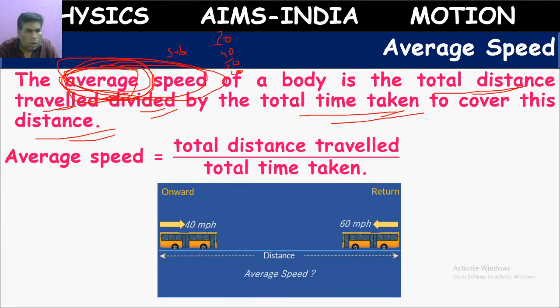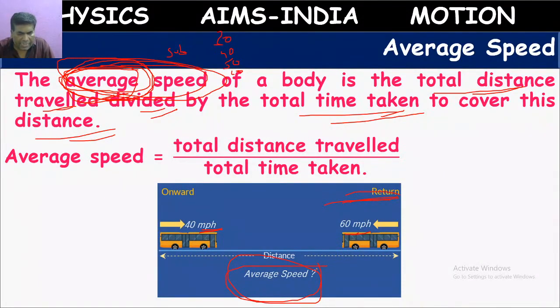Suppose here one bus, during its onward journey, is going with 40 miles per hour. Here mph means miles per hour. During its return journey, it is traveling with 60 miles per hour. Now what is the average speed in this case? Can you guess the answer? What is the average speed in this case?